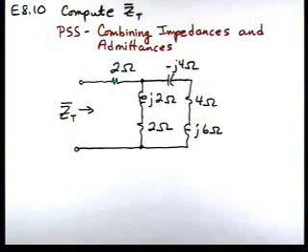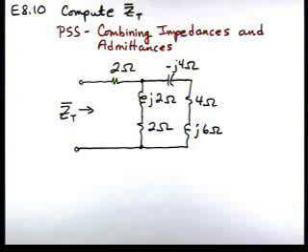In Learning Assessment 810, our task is to compute Z sub t, and we're going to use the problem-solving strategy entitled Combining Impedance and Admittances. If you look at that strategy, it says that we should add admittances of elements in parallel, add the impedances of elements in series, and then convert back and forth between admittance and impedance in order to combine neighboring elements.